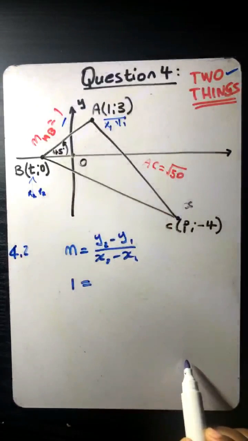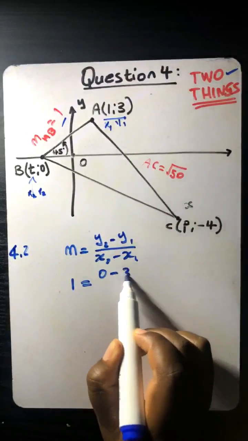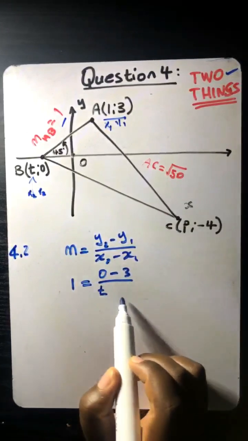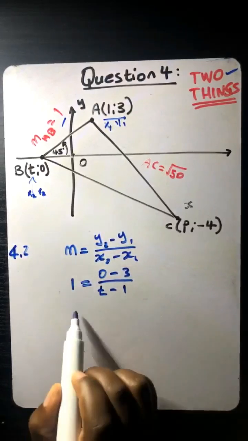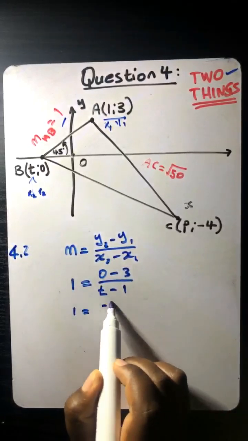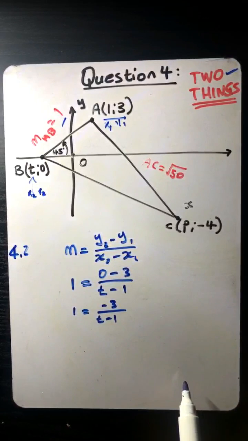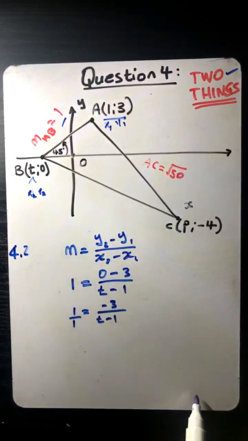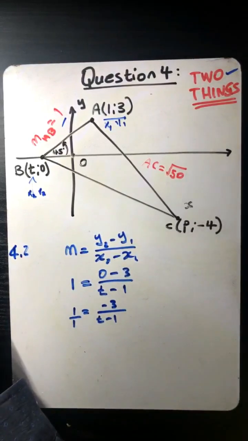So that means y2 is actually 0 minus, what is our y1? I think it's 3, over, what is our x2? Is it not t? I think that is t. Minus, what is our x1? That is a 1. So when you simplify this, I think you end up having a negative 3 at the top, t minus 1. And this is where, because you realize you have a fraction this side, let's also fractionalize, if that word exists in English.